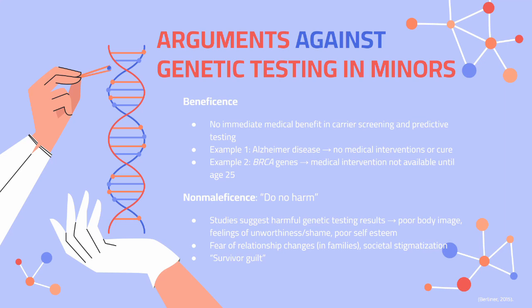stigmatization or isolation. This could include feelings of poor body image, unworthiness and shame, or poor self-esteem. Individuals could even feel survivor guilt if they do not have a mutation in a gene, but their family member does.